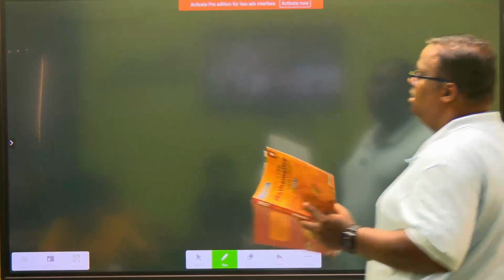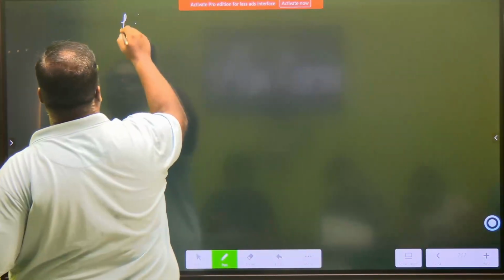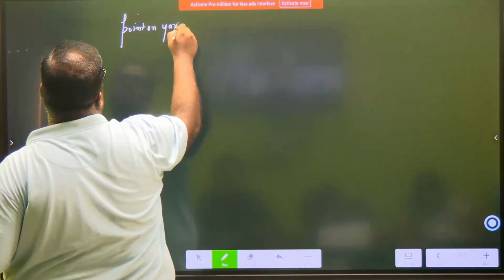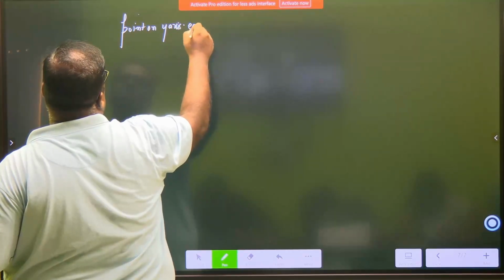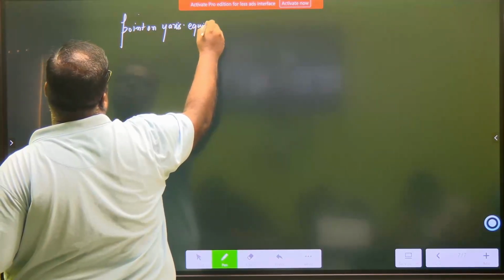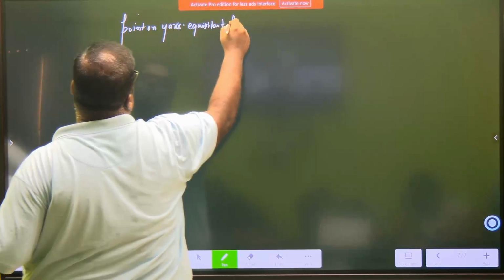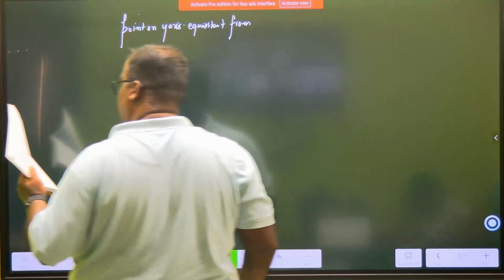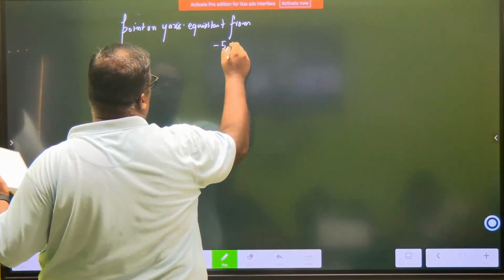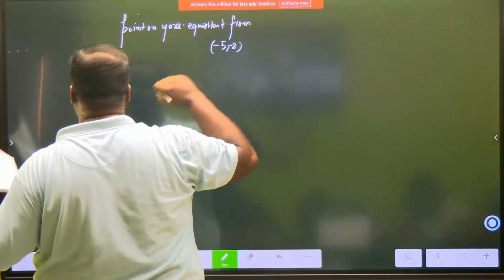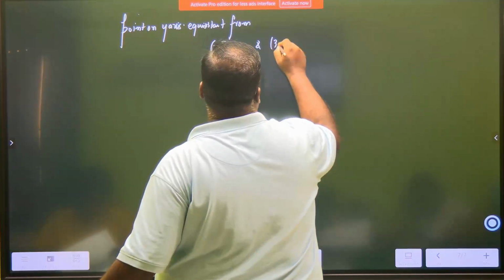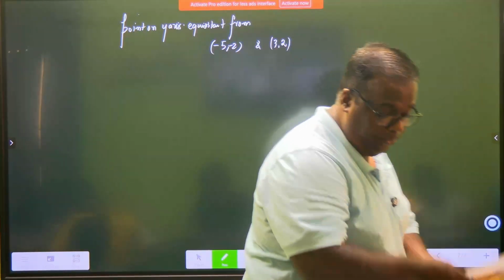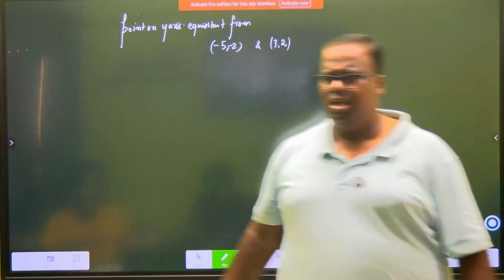Your next problem is, now the point is on the y-axis. Point on y-axis equidistant from which points, child? Point on y-axis equidistant from (-5, -2) and (3, 2). Draw the Cartesian coordinate plane. Roughly try to plot these points.